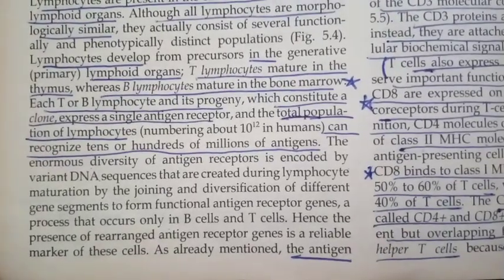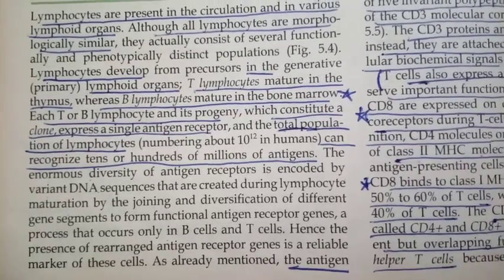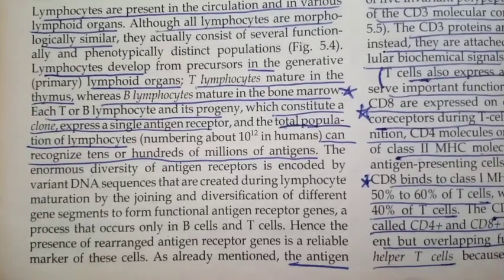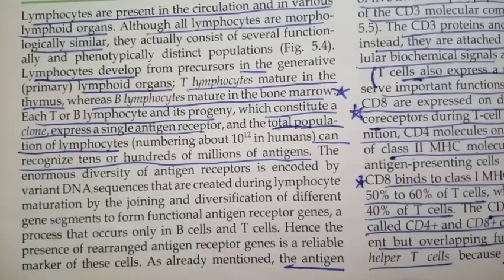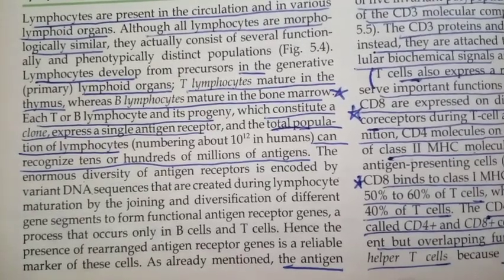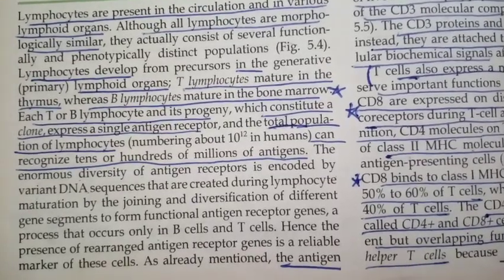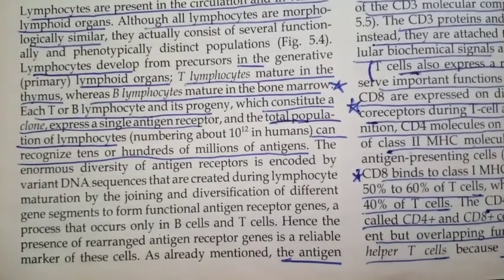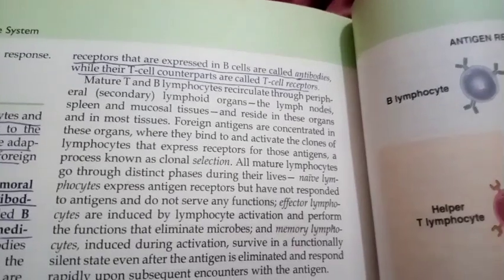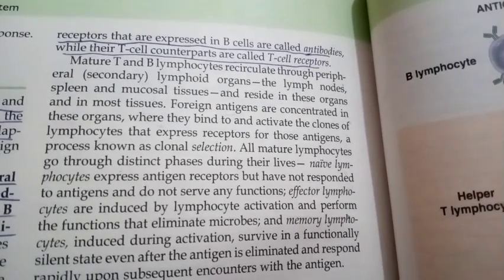The enormous diversity of the antigen receptors is encoded by variant DNA sequences that are created during lymphocyte maturation by the joining and diversification of different gene segments to form functional antigen receptors. These processes occur only in B cells and T cells. Hence, the presence of rearranged antigen receptor genes is a reliable marker of these cells. As already mentioned, the antigen receptors expressed on B cells are called antibodies, while their T cell counterparts are called T cell receptors.